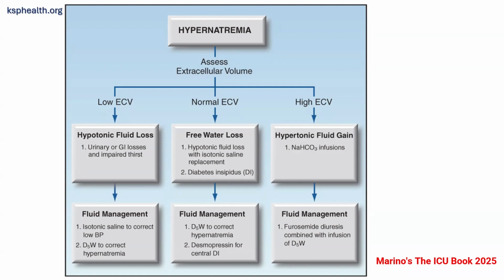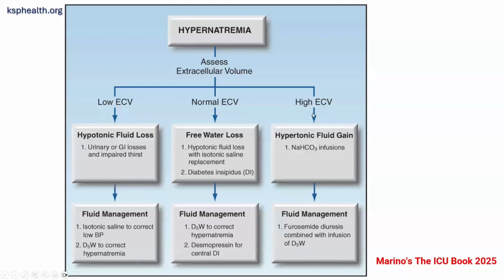Otherwise, they develop cerebral edema, seizures. It's kind of hard to revert them back at that point. When the extracellular fluid volume is normal, hypotonic fluid loss is replaced with isotonic saline replacement, and DI in this patient. Again, hypernatremia is treated with hypotonic fluid, desmopressin for central DI, and non-steroidal anti-inflammatory drugs for nephrogenic DI.